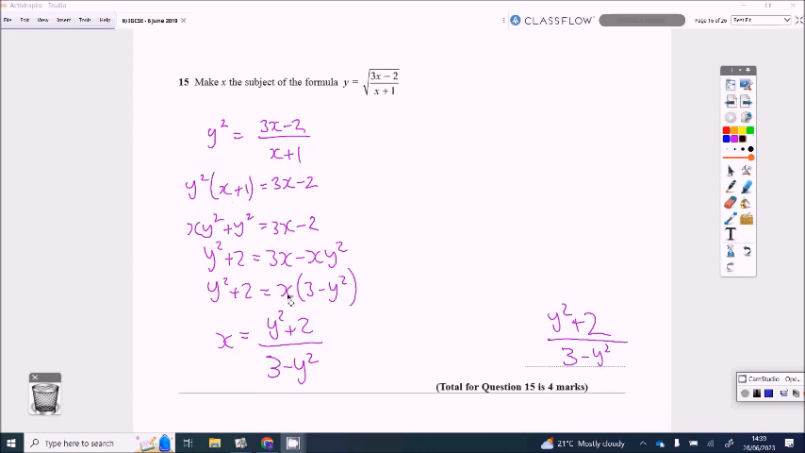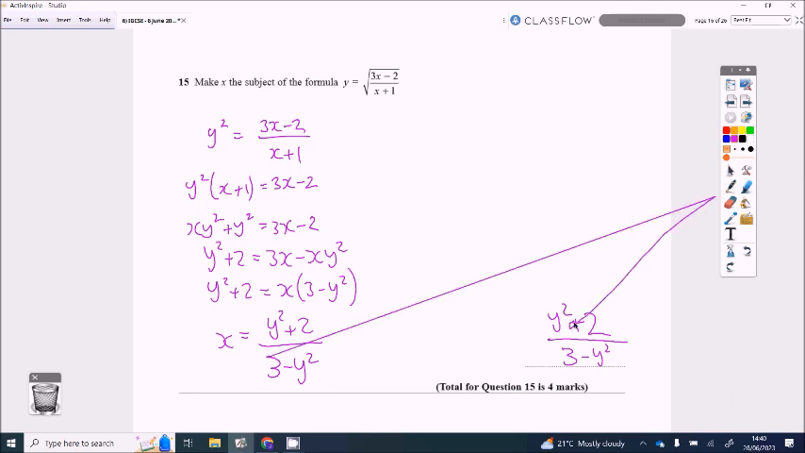So once I've factorized, I've got x times the bracket. I want x on its own, so I just undo the timesing by the bracket by dividing both sides by the bracket. Okay, so I'm then left with x equaling y squared plus 2 all over 3 minus y squared. I don't need the bracket anymore, so I've just lost the bracket at that point. And that's my final answer, x equaling y squared plus 2 over 3 minus y squared.